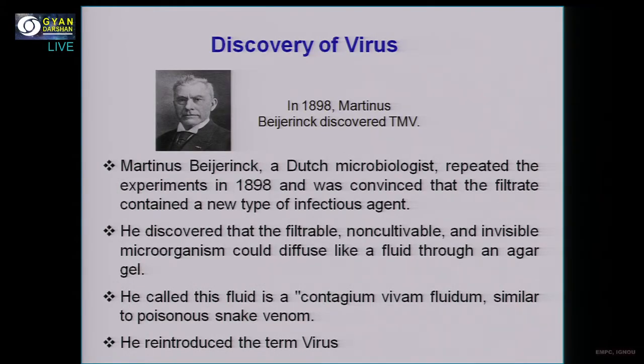Another very important scientist is Martinus Beijerinck, a Dutch microbiologist, who repeated the experiment of Ivanovsky in 1898. He was convinced that the filtrate contained a new type of infectious agent. And this discovery that filterable, non-culturable and invisible microorganisms could diffuse like a fluid through the agar gel. He called this fluid contagium vivum fluidum, smaller than poisonous snake venom, and he reintroduced the term virus.